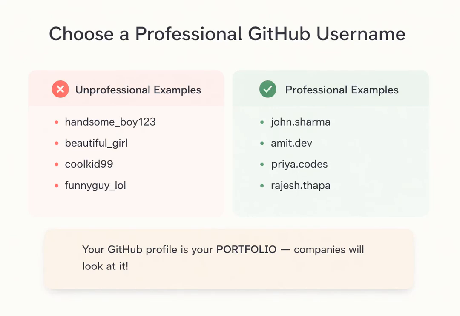Now, one thing that is really important to pay attention to when creating your GitHub account is your username. This is not just a casual social media handle. Your GitHub profile is essentially your professional portfolio. When you apply for a job and show your projects to a company, they will see your GitHub username front and center. So please, avoid usernames like handsome boy, beautiful girl, or anything that sounds casual or silly. Use your real, genuine name or something professional that represents you as a developer. Think of it the same way you'd think about a professional email address on a resume.